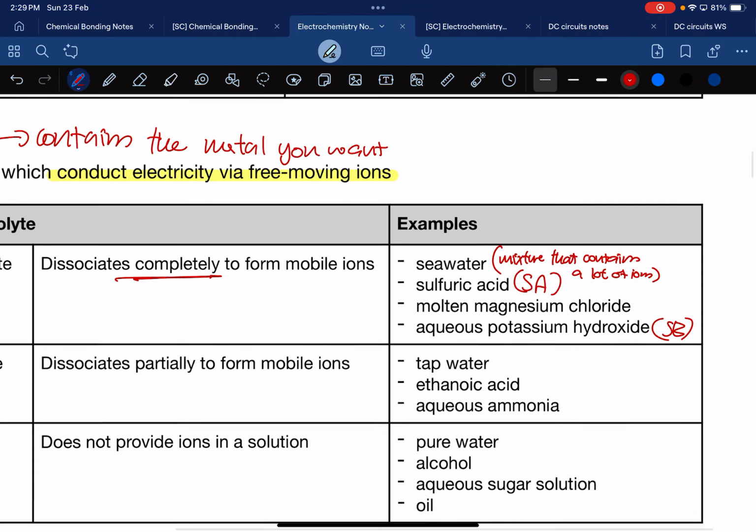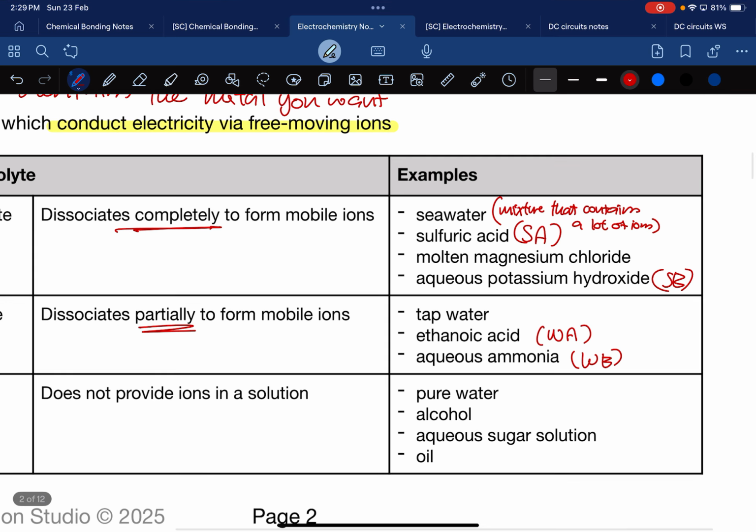Conversely, we also have weak electrolytes that dissociate partially. Case in point, your weak acids and weak bases dissociate only about 3-4%, which is pretty pathetic. Tap water also does not have a lot of ions. And then we have our non-electrolytes, which completely don't conduct electricity.